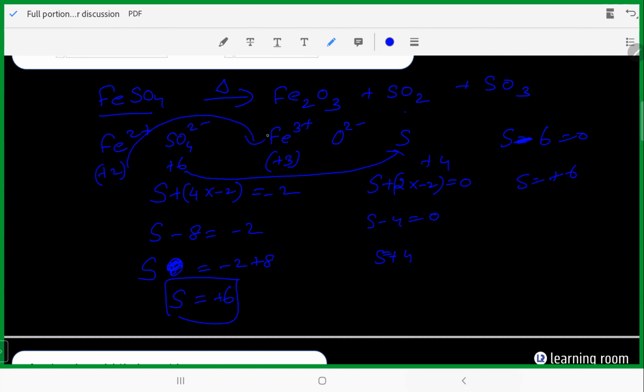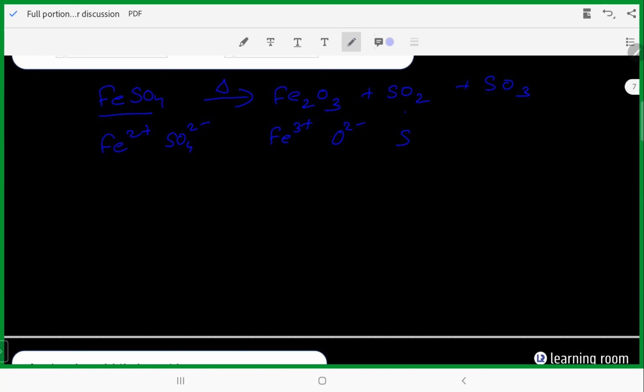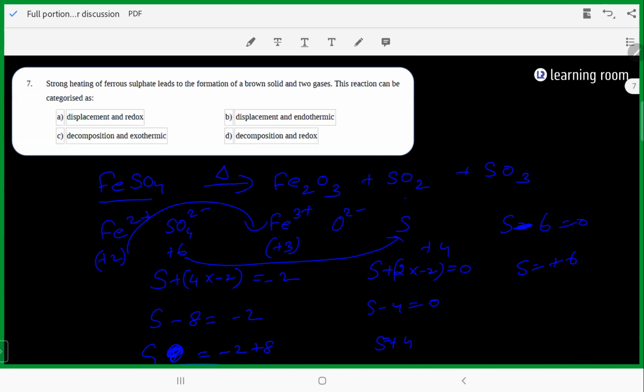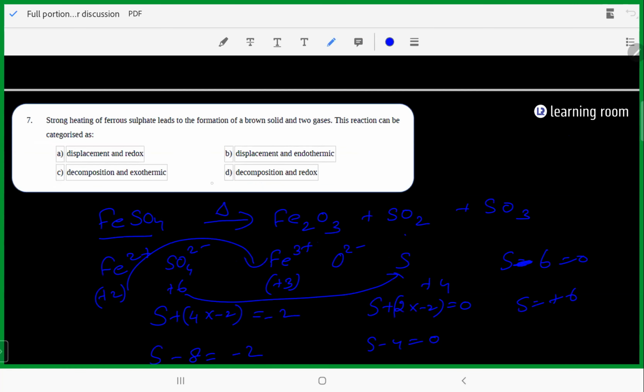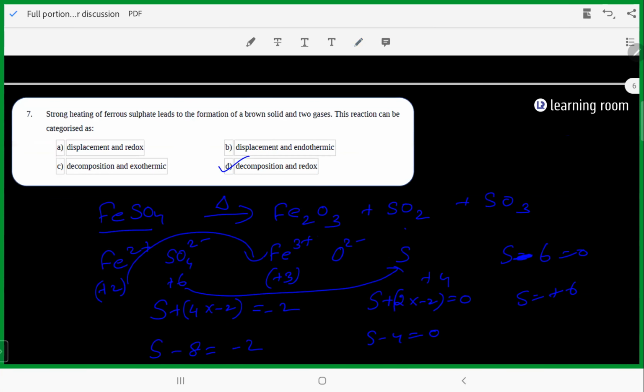So what happened? Here oxidation is taking place. Here reduction is taking place. And then decomposition is also taking place. That's why this reaction is a decomposition and redox reaction. Whenever a change in the oxidation state occurs, then it is known as a redox reaction.